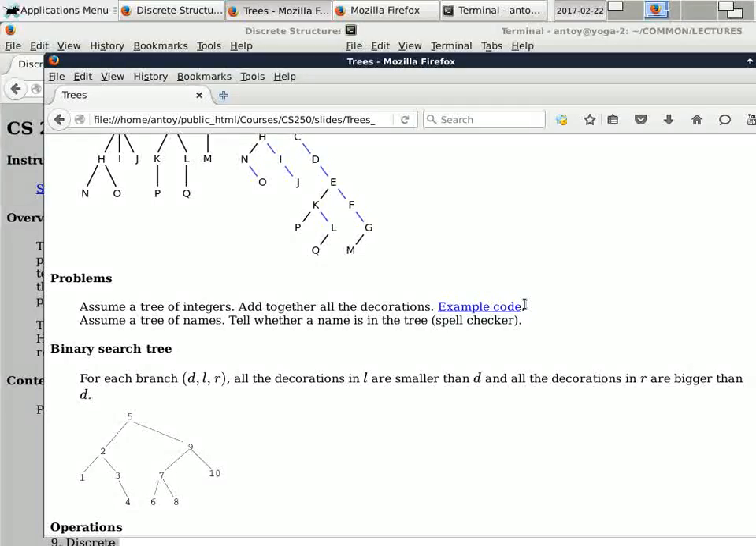So here, all the decoration here are smaller than 5. If I come here, all the decoration here are smaller than 2, and all here are greater than 2. A consequence of this is that you cannot put the same decoration in two different nodes of the tree, in two different places. Alright?